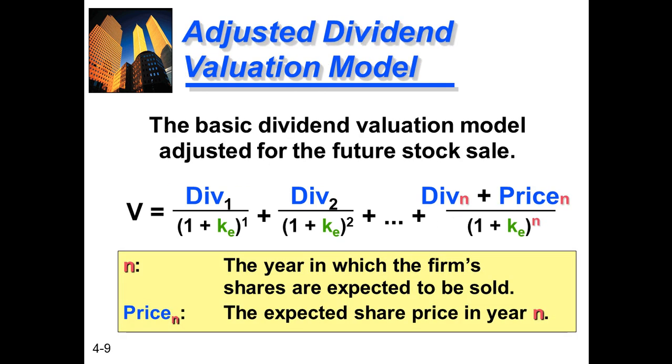Adjusted dividend valuation model. When in the valuation formula we add the price of the future sale of the common stock, it becomes the adjusted dividend valuation model. It is the basic dividend valuation model adjusted for the future stock sale. When you sell the stock in the future, the price of that stock is added to the valuation model. Here n is the year in which the firm's shares are expected to be sold, and price n is the expected share price in year n. So this is the adjusted dividend valuation model.